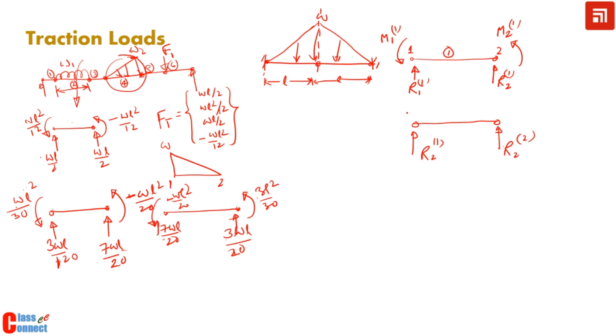Now the second element will be like this. R21, R22 for the second element, node number 2, node number 3, so it is R22 and here it is R32. Here I will write M22 and here I will write the moment at node number 3 of element number 2. So this represents the element. Let me skip the theta and omega terms for the time being, because we are interested in understanding how this load vector is to be written.